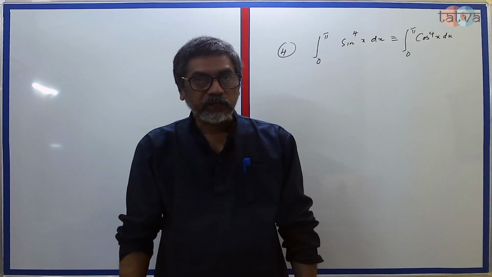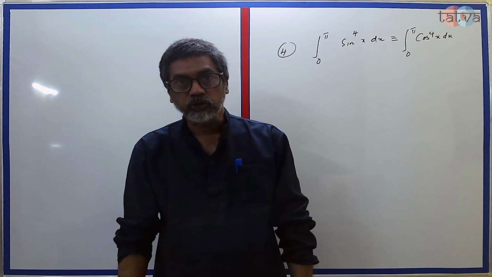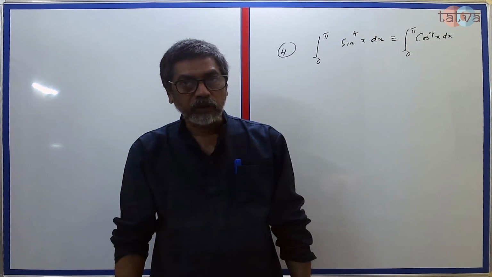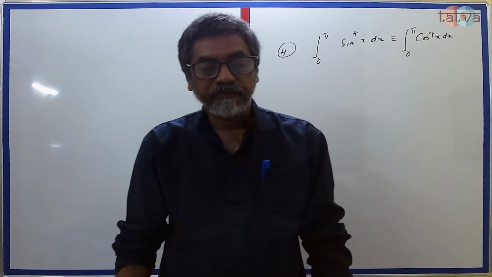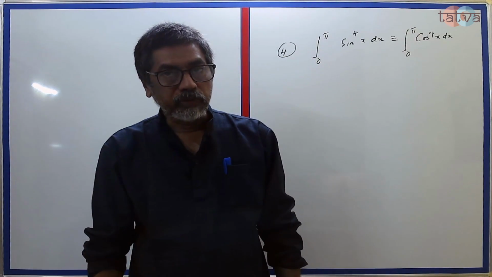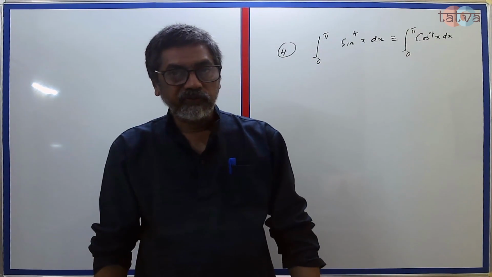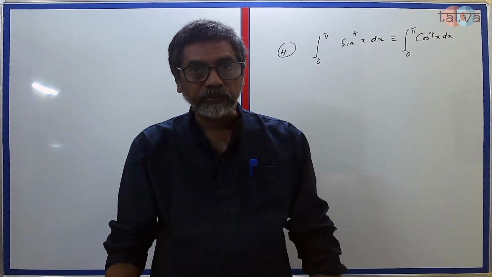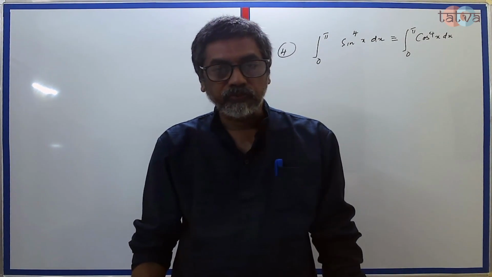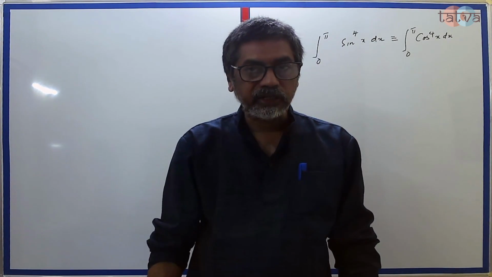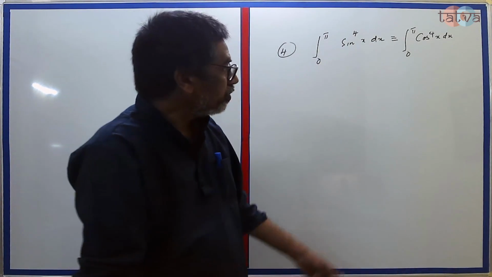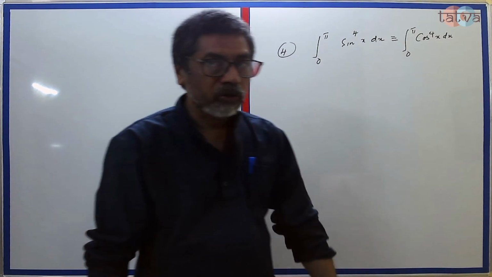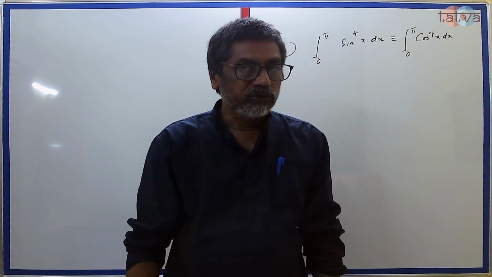Complexities arise when the limits are not 0 to pi by 2. So in this case, I'm taking a problem where the limits are 0 to pi. And I've taken a problem where the power of the sine function or the power of cos function is an even number. Let us say power 4 or 6 or 10 or anything like that. So whenever you have a 0 to pi integral where the power of sine or cos is even, you will get a non-zero output.